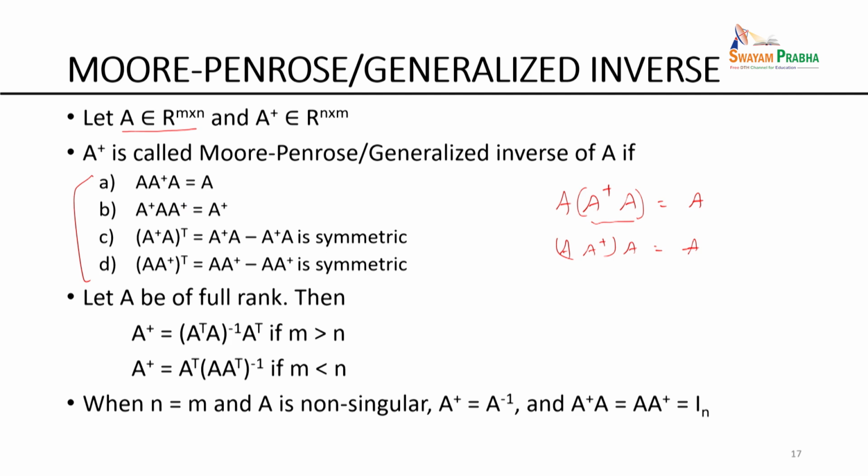Third, A plus A transpose is A plus A. What does it mean? The product A plus A is symmetric. Now what is the size of this matrix? This size is m by m.